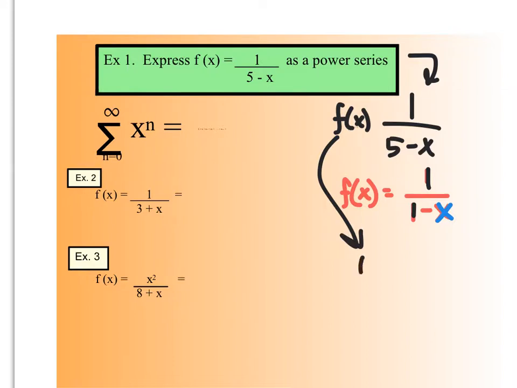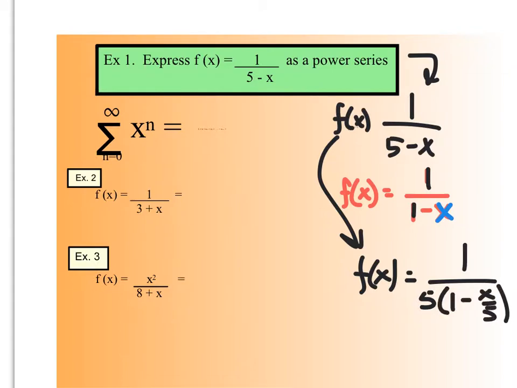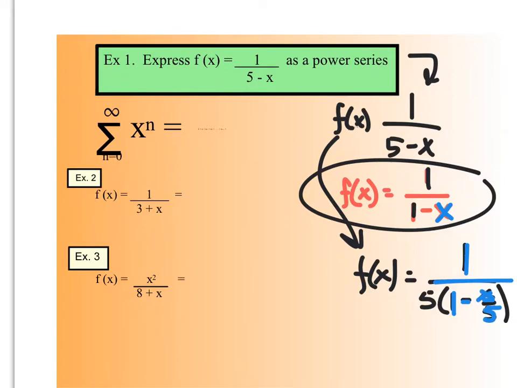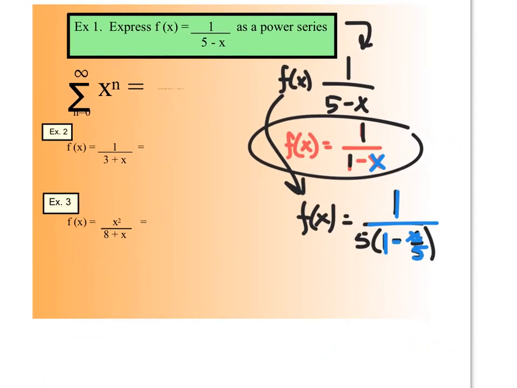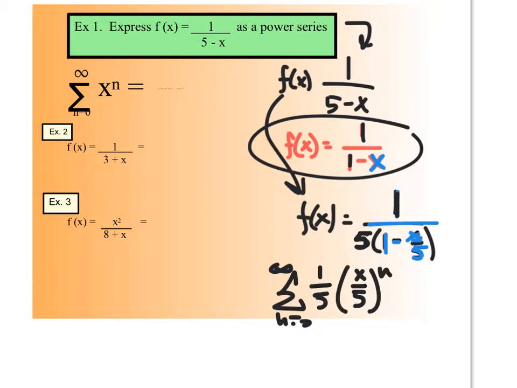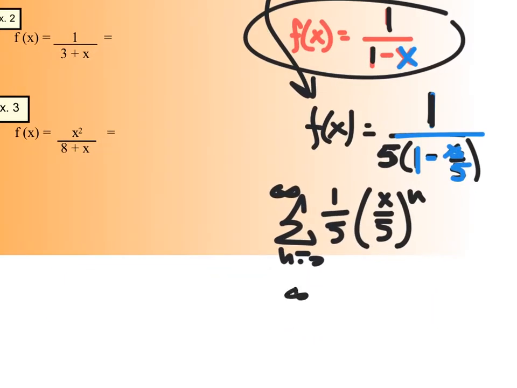Well, I like the 1 in the numerator, but I've got to get that 5 out of there. That means I'm going to have 1 minus x over 5. Now this right here, the 1 over 1 minus x over 5, takes on a very similar form to this parent function that we're working with. So I can write a power series representation from 0 to infinity of 1/5, that comes from this 1/5 here, times x over 5 to the nth power. And that can be cleaned up just a tiny bit. Let's do so.